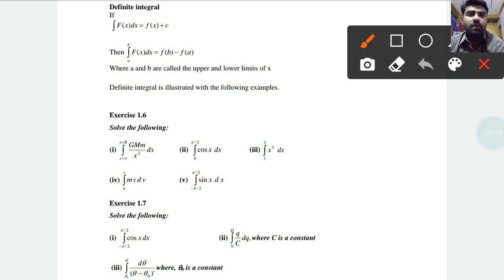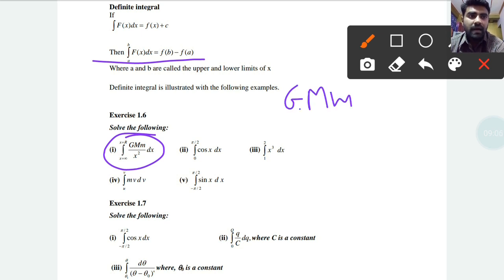So now, definite integral means integration has its own limits, right? So how are we going to apply limits? For the first equation, the constant terms we have to take outside. So g, m, m are constant. Integration is of 1 upon x square dx, from infinity to capital R.